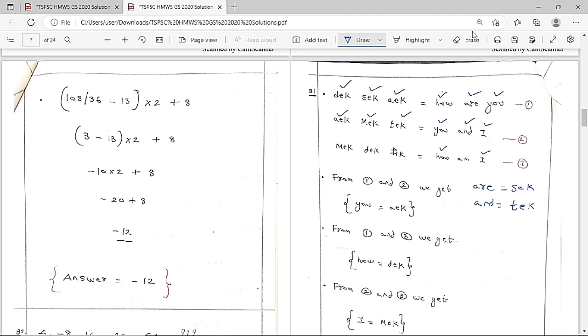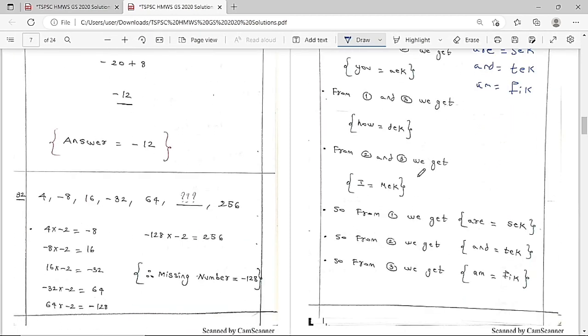So finally, how means "dek", and I means "mek". In this question they asked what is the code for "am", which is "pick". So pick is the code, and this is the correct solution of this question.